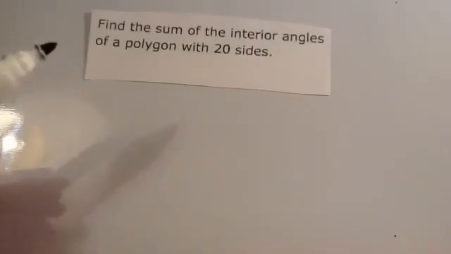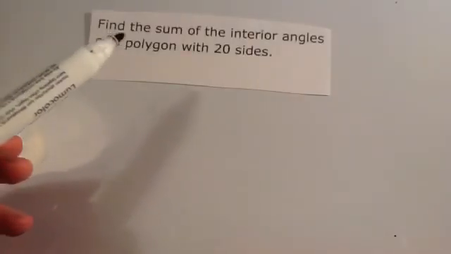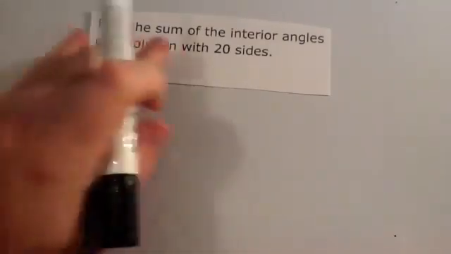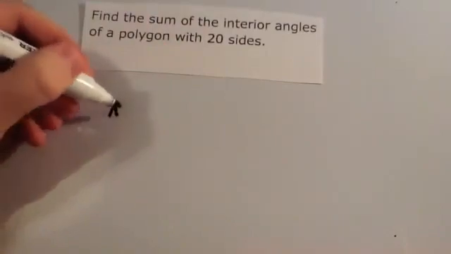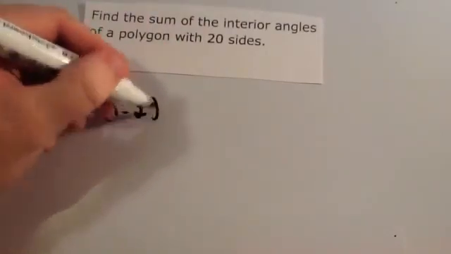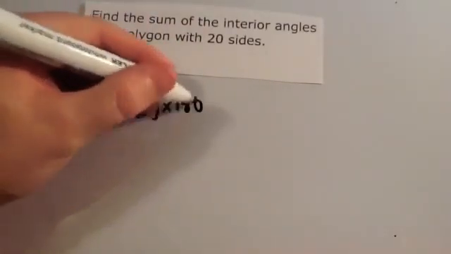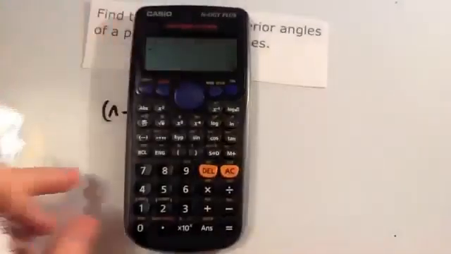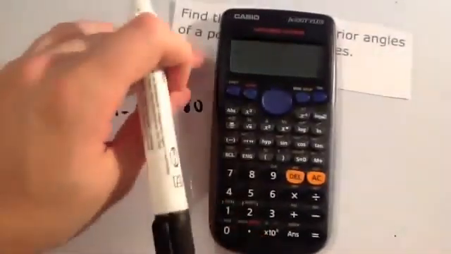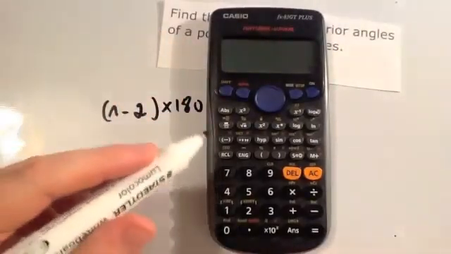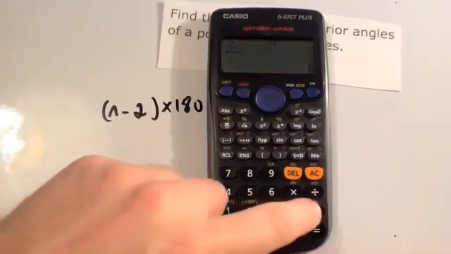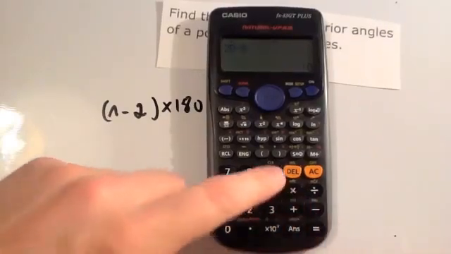Okay, so let's have a look at some examples. The question says, find the sum of the interior angles of a polygon with 20 sides. So remember our formula was (n take away 2) times 180. So get your scientific calculator, and you're going to take 2 off the number of sides, and you're going to times by 180. So you're going to do 20 take away 2, which is 18.